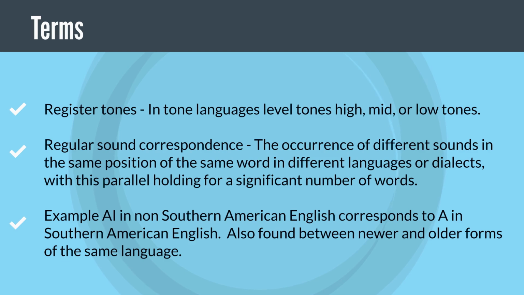Regular sound correspondence: the occurrence of different sounds in the same position of the same word in different languages or dialects, with this parallel holding for a significant number of words. Example, AI in non-Southern American English corresponds to a in Southern American English. Also found between newer and older forms of the same language.